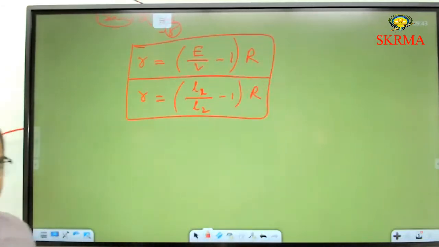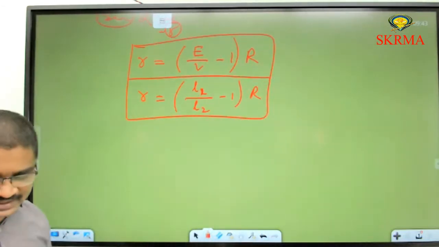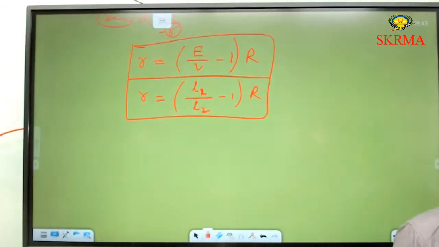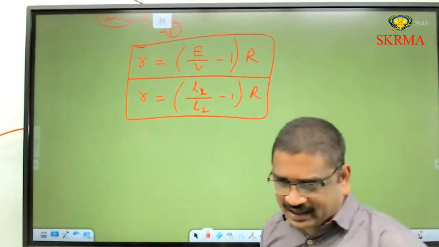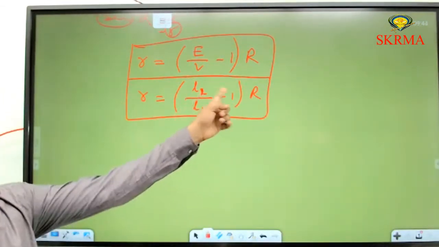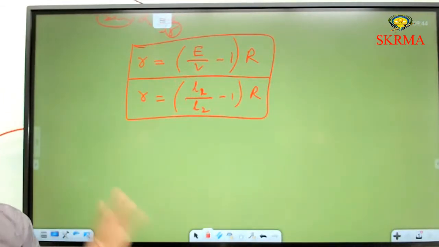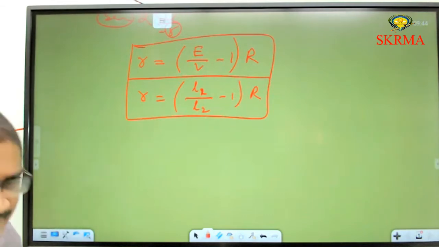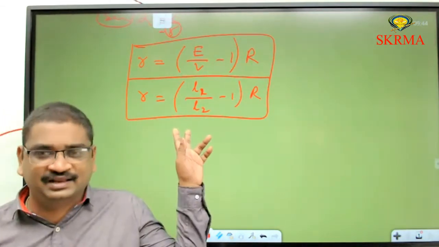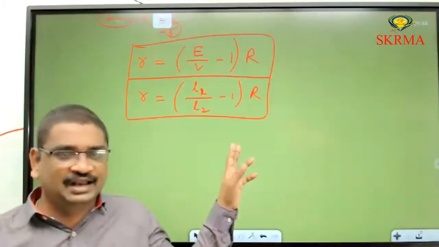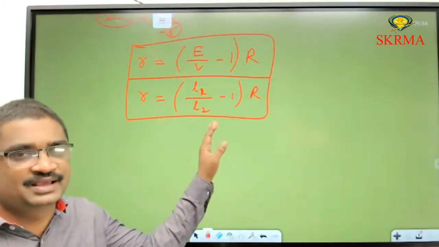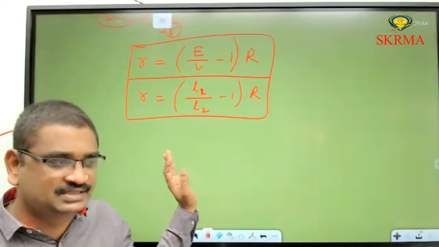This much only. In the first case, what is the equation for internal resistance? (E by V minus 1) into R, or (L1 by L2 minus 1) into R. Only these two are the formulas to calculate internal resistance. No other formula is there to calculate internal resistance.